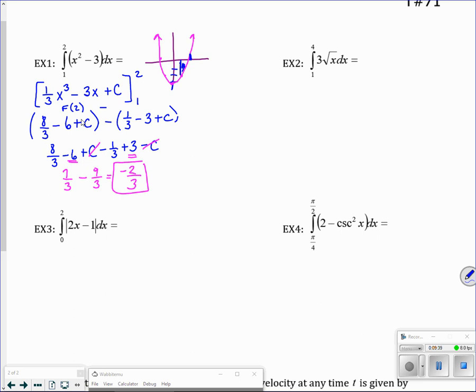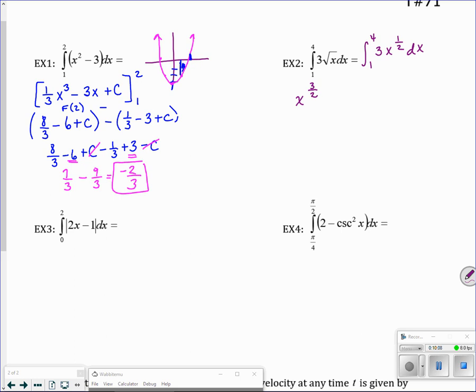So the next one, well, it probably would make sense to rewrite that as 3x to the 1/2 dx. Now also remember your properties. With your properties, and I'll show you what I mean by that. As I integrate, if I increase the power by 1, that would be x to the 3/2.